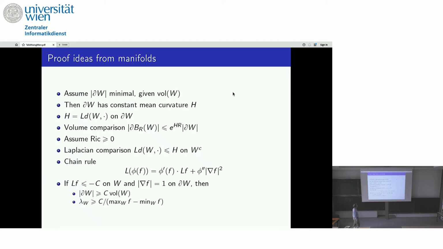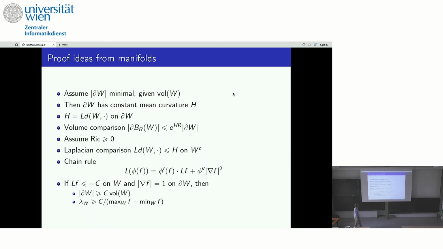Then we can use the volume comparison using the mean curvature. That is that the boundary measure away from the set grows at most exponentially with rate of the mean curvature, under the assumption of non-negative Ricci curvature. So then there's also the Laplacian comparison. That is that the Laplacian decreases going away from the set if you have non-negative Ricci curvature.